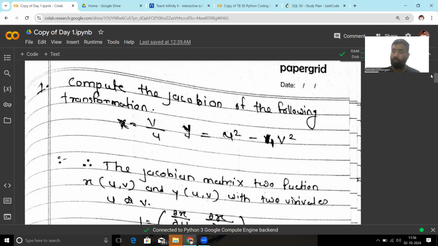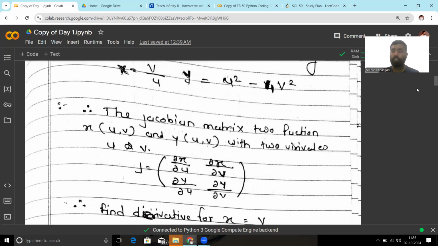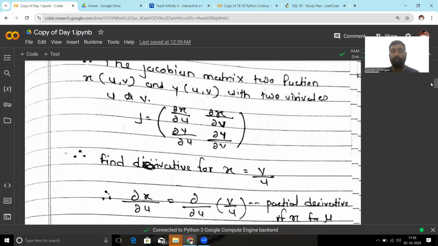First we take the Jacobian matrix. How does the Jacobian matrix look? The Jacobian matrix is the partial derivative of x with respect to u, then the partial derivative of x with respect to v. Then the same for the y function: the derivative of y with respect to u and the derivative of y with respect to v. So this is what the Jacobian matrix looks like.